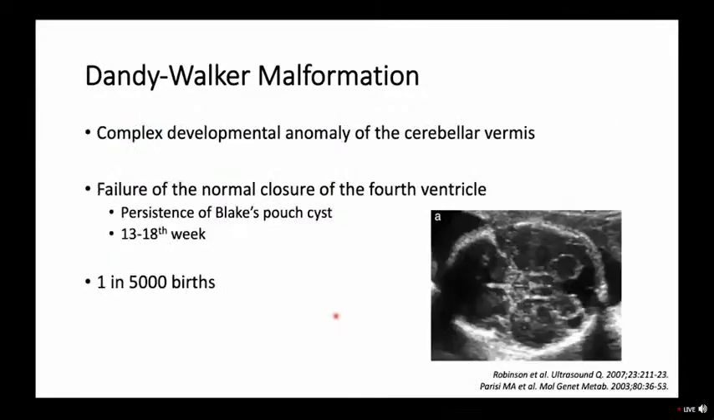So this is a complex anomaly of the cerebellar vermis. Usually the fourth ventricle closes, but when this fails to close, you will see a persistence and growing of Blake's pouch cyst that usually might start to appear around the beginning of the second trimester. It is rare. 1 in 5,000 births has a Dandy-Walker malformation. You're not going to see this every single day. And it's important to really use strict criteria. And this is a picture I'd ask you to try to kind of burn in your head.